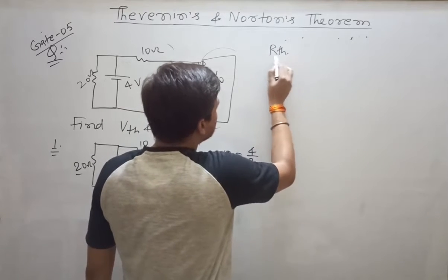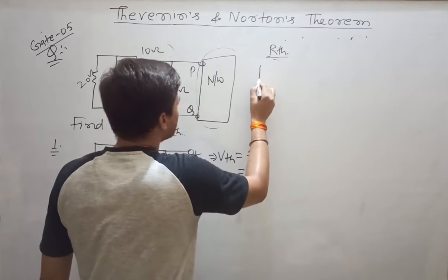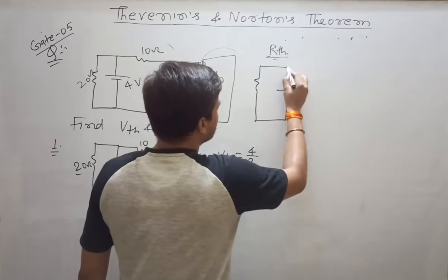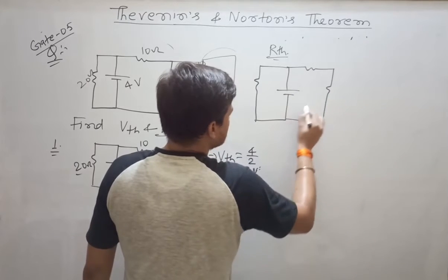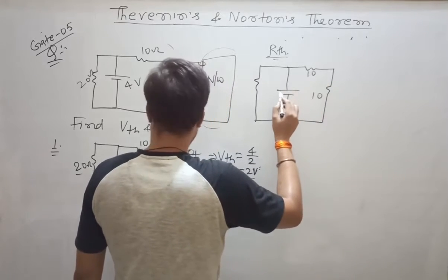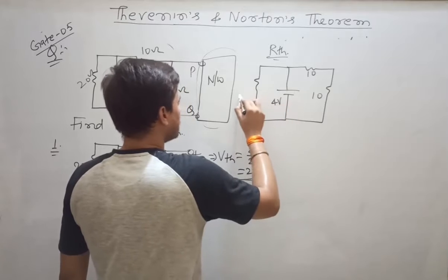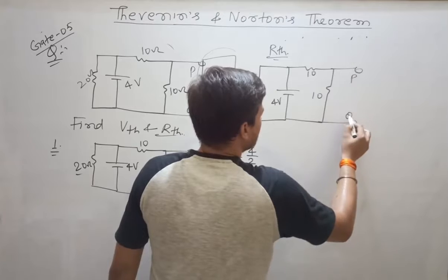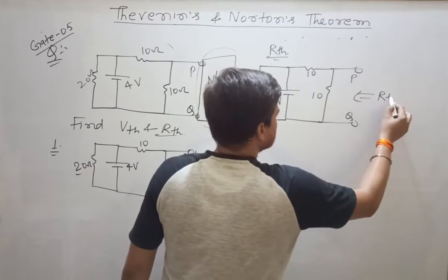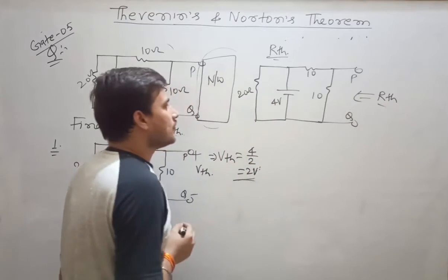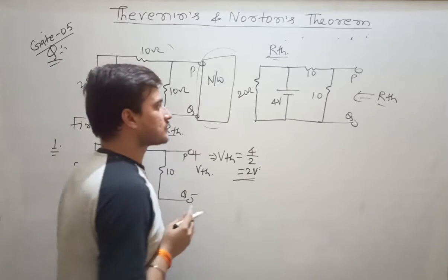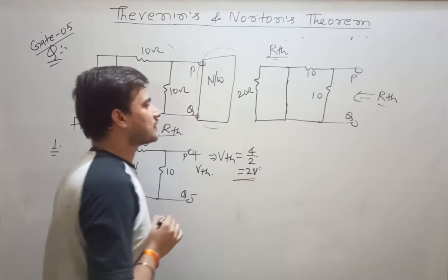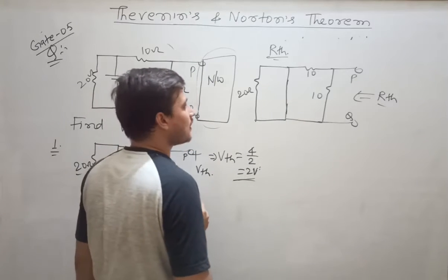To find RTH, again you will have to take the open circuited network. This is 10 volt, 10 ohm. This is 4 volt. This is 20 ohm. This is P, Q. You have to find RTH. So what you'll have to do? You will have to deactivate independent sources. So I am deactivating. This voltage source will be replaced by short circuit. This voltage source will be replaced by short circuit.